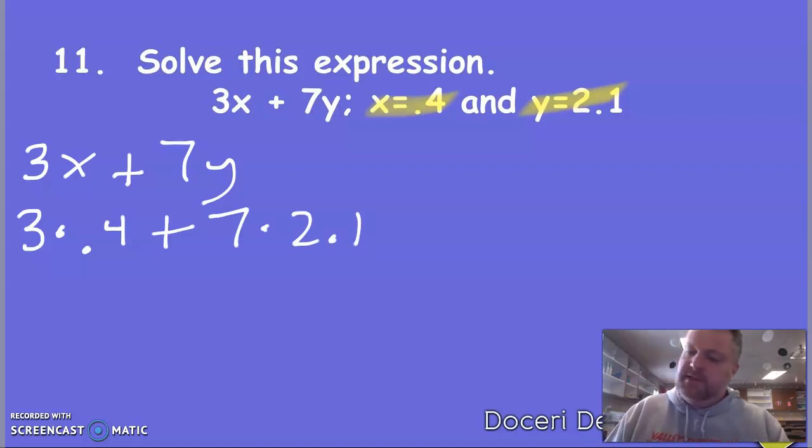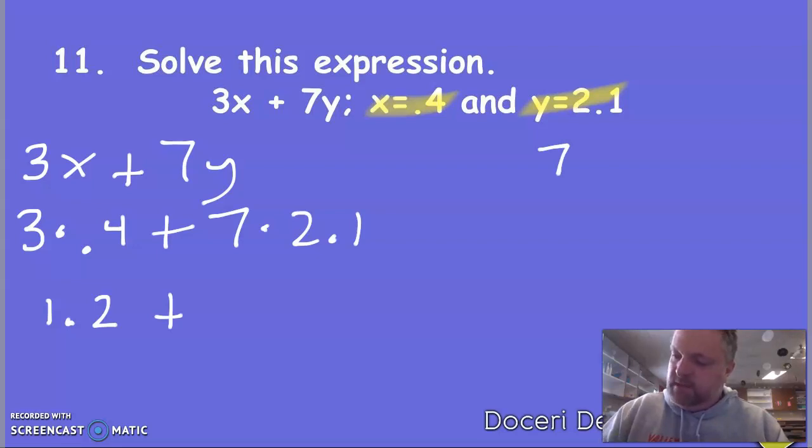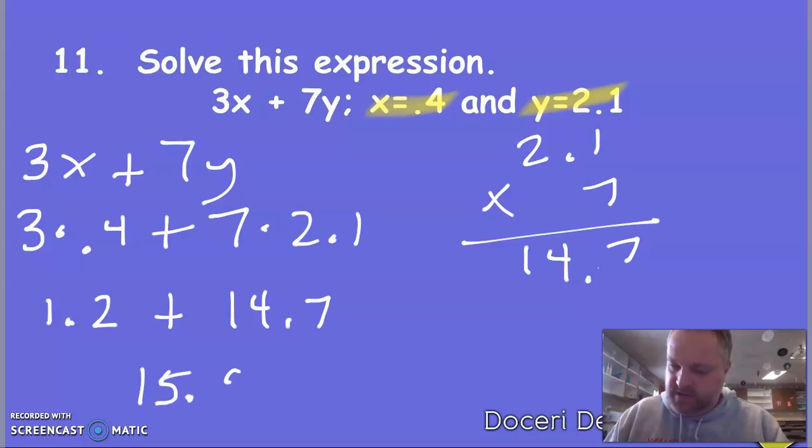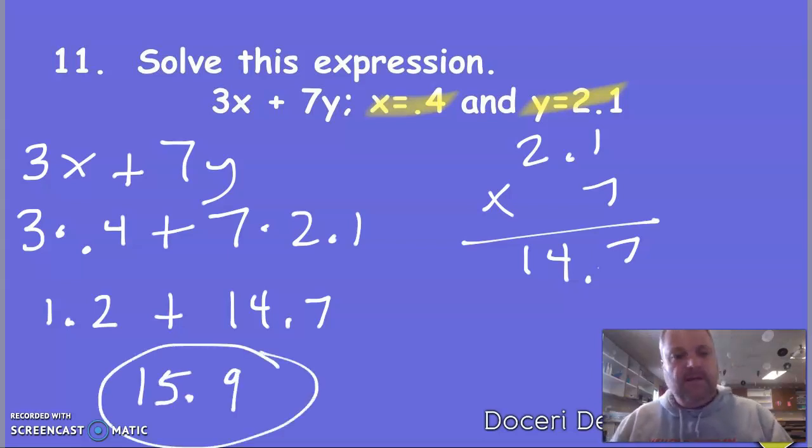Okay, 3 times 0.4 is 1.2. Plus, if I did 2.1 times 7, you'll see I get 14.7. Okay, if I add those two numbers together, I get 15.9. So that's how you would solve an expression that has two different variables, where they give you what those two letters equal.